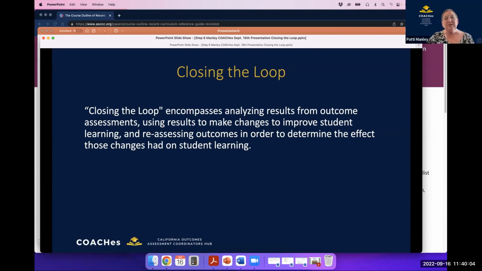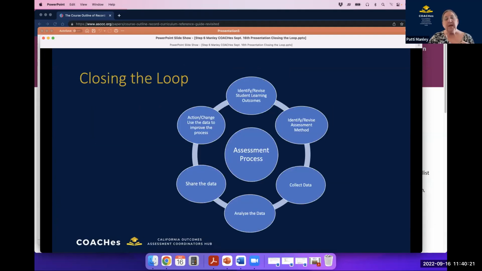All right, so we're going to be closing the loop, which means that you're going to be looking at your data, determining what kinds of actions or steps you need to take based on those results. And then you're going to reassess again, either in your next year or your next cycle, whatever your school's pattern is. And then I put this image together to kind of show you the various steps in the process that we've all talked about. You're going to identify or create your outcomes. You're going to figure out your assessment method. You're going to collect that data through the assessments. You're going to analyze the data.